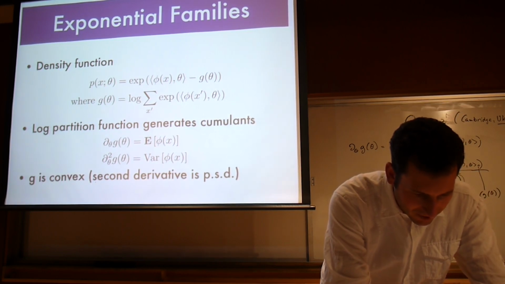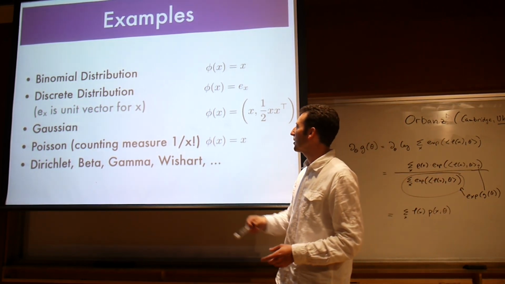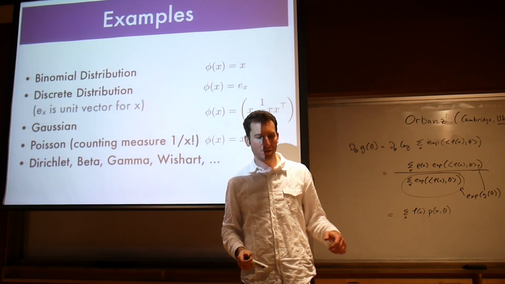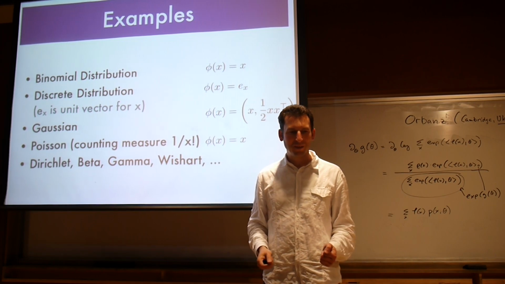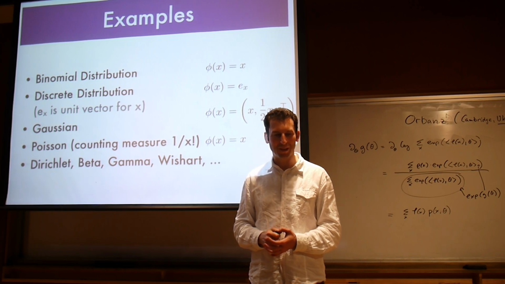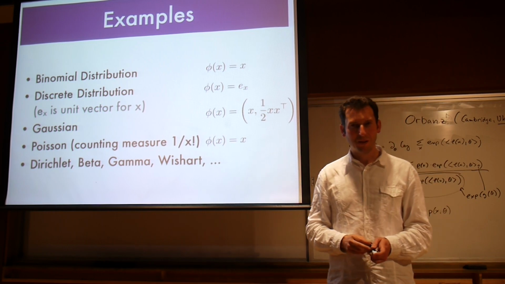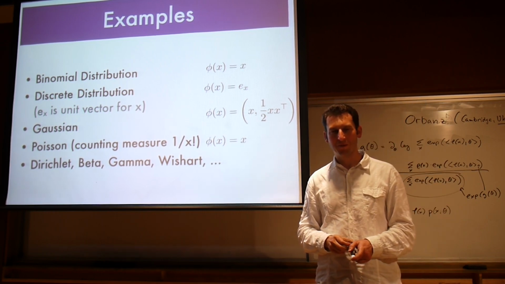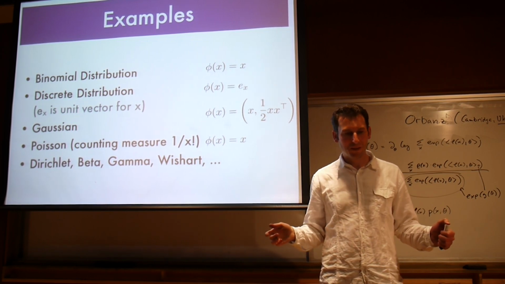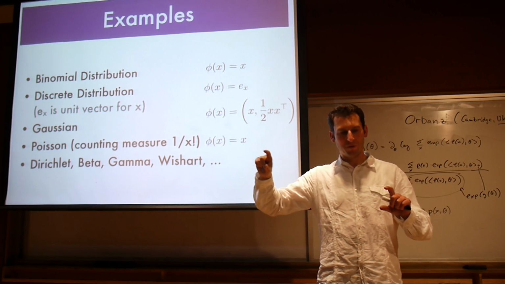So let's look at a few examples. So we've already seen this one, right? Binomial distribution, phi of x is x. And so x takes on values 0 or 1. And this allows me to come up with a distribution with two different numbers that add up to 1. I could have a discrete distribution, and then I just take phi of x to be the unit vector. Let's say, for instance, if I have people from 5 different countries, I pick phi of x to be the unit vector in R5, and it's just going to pick out the corresponding coefficient vector.